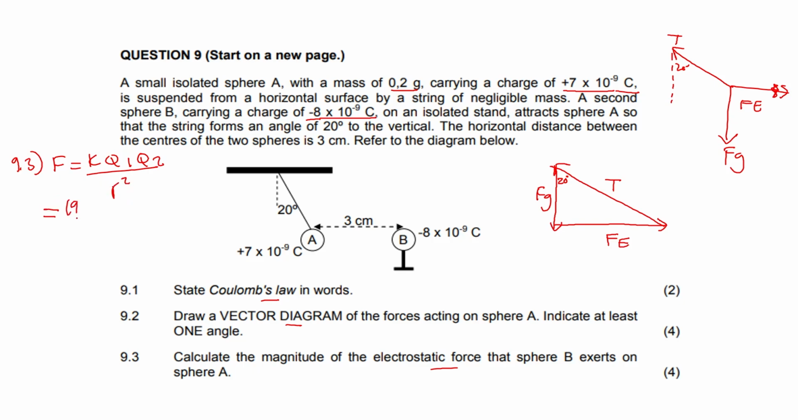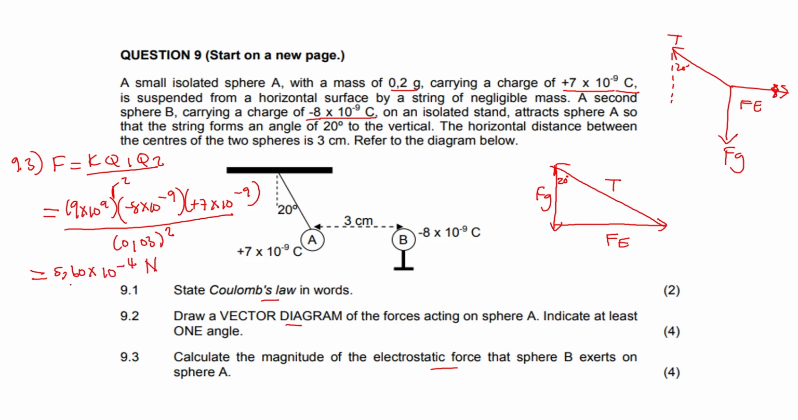You have your constant of 9 times 10 to the power of 9. We have our one charge, which is negative 8 times 10 to the power of negative 9, and our other charge, which is positive 7 times 10 to the power of negative 9. Then the distance between the two charges is 3 centimeters, so we have to change that to meters. We divide by 100. So 0.03 squared, and we jot that into the calculator, and we get the force to be 5.60 times 10 to the power of negative 4 newtons. And that is the electrostatic force that sphere B exerts on sphere A.